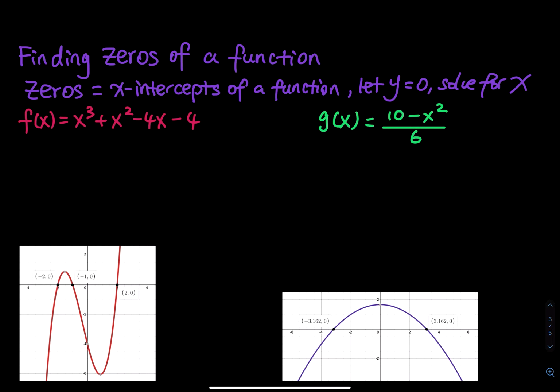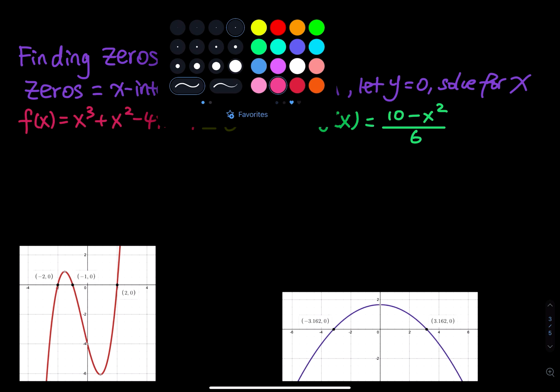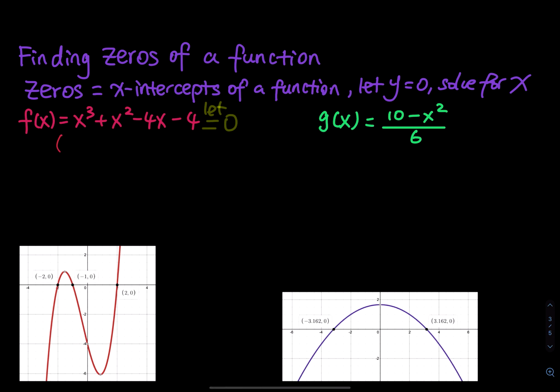To find the zero, you simply let this function equal 0 and then solve for x. The way we solve this is we do factor by grouping. Factor by grouping means we group the first two terms, x to the third plus x squared, and then the last two terms, minus 4x minus 4, equals 0.